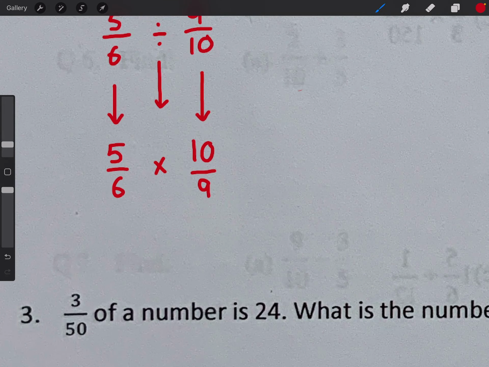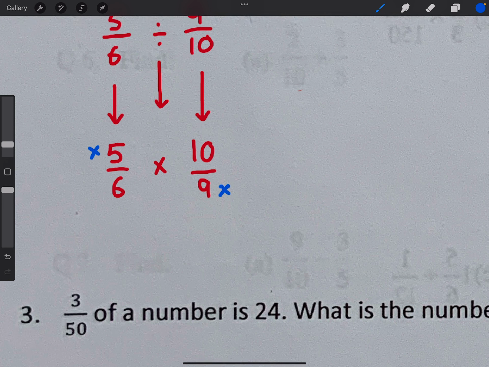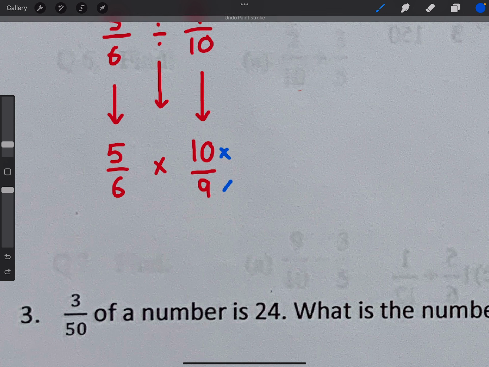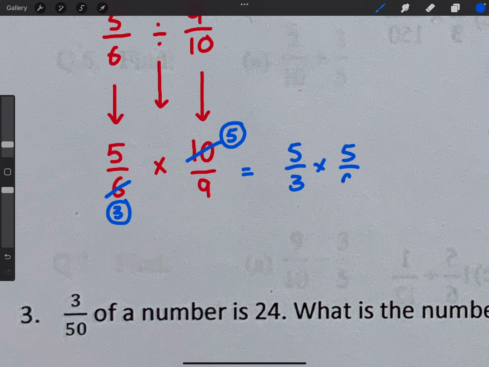Can we simplify anything here? Yes, we can. So you look at the top and bottom. Can we do a 5 and a 6? No. Can we do a 5 and a 9? No. Can we do a 10 and a 9? Nope. Can we do a 10 and a 6? Yes. These are both even numbers, so we can divide them both by 2. 6 divided by 2 gives me 3, and 10 divided by 2 gives me 5. So now you have 5 over 3 times 5 over 9.